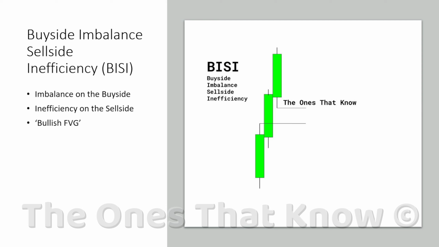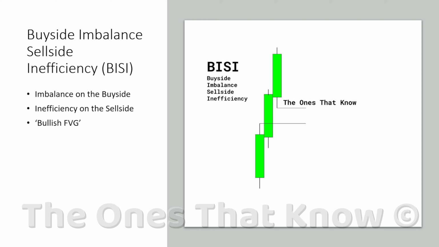Here we see a buy side imbalance, a sell side inefficiency. The imbalance is on the buy side and the inefficiency is on the sell side. This is also called a bullish fair value gap, or basically a gap within price. What this basically means is that within those three candles, there was no sell side delivered in the third candle that rebalances the price range between the third candle and the first candle, and that's why you see that gap.